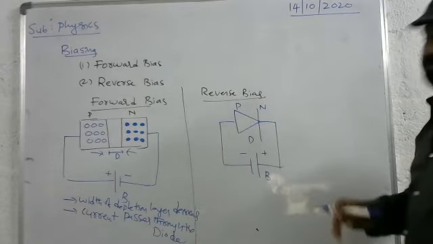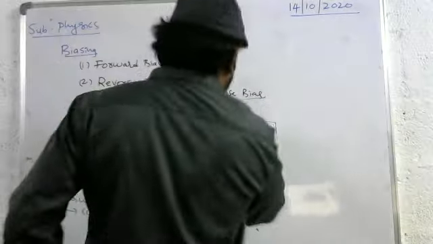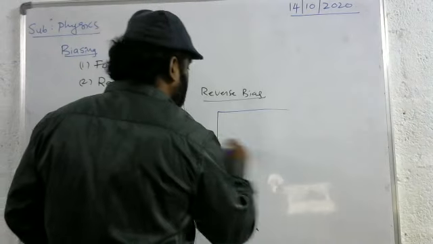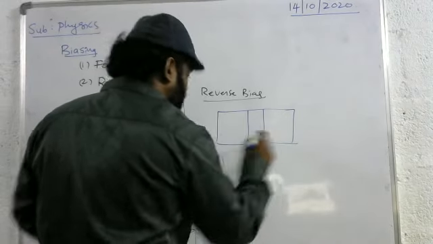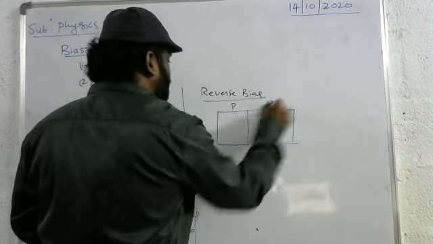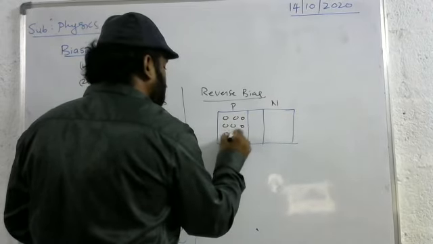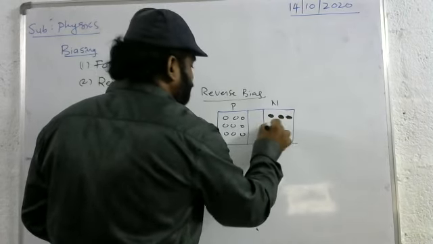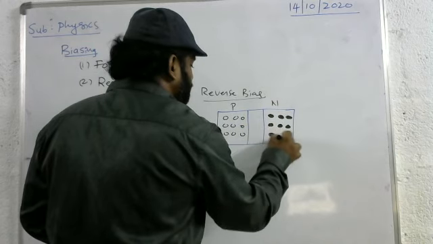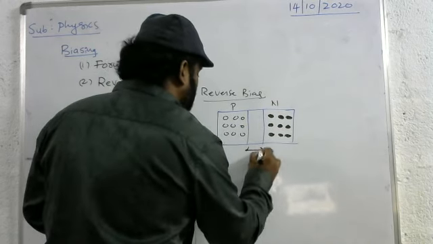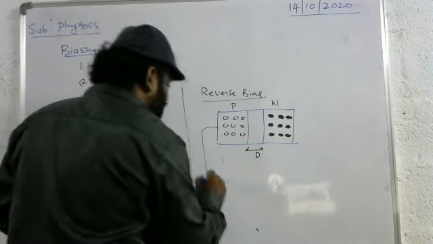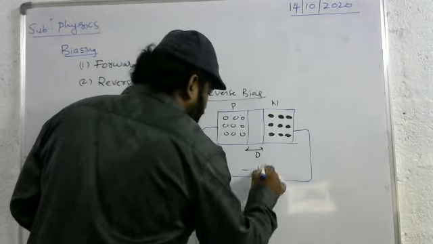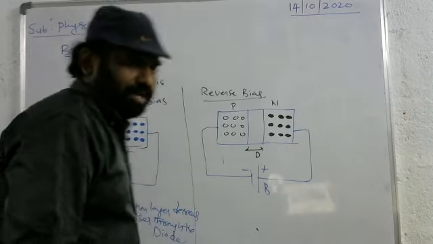What about in reverse bias? In reverse bias condition, the diode's P type is connected to the battery. This is the depletion layer. This is P type and N type. Here all are holes, and here it is electrons. This is the width of the depletion layer. Now this is connected to the battery, negative, positive. This is the battery.